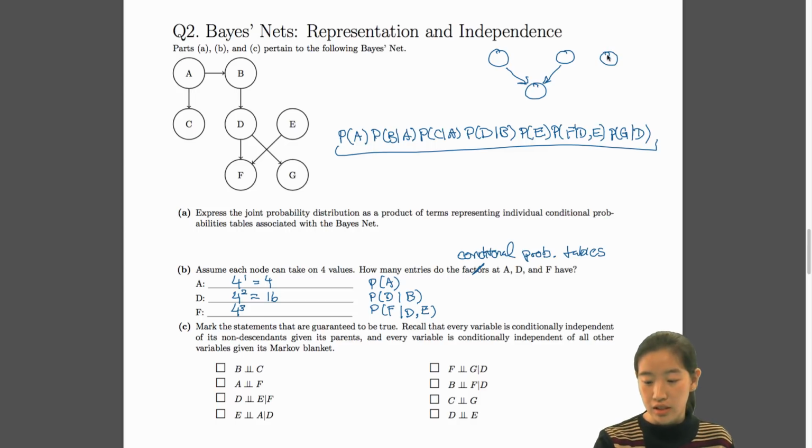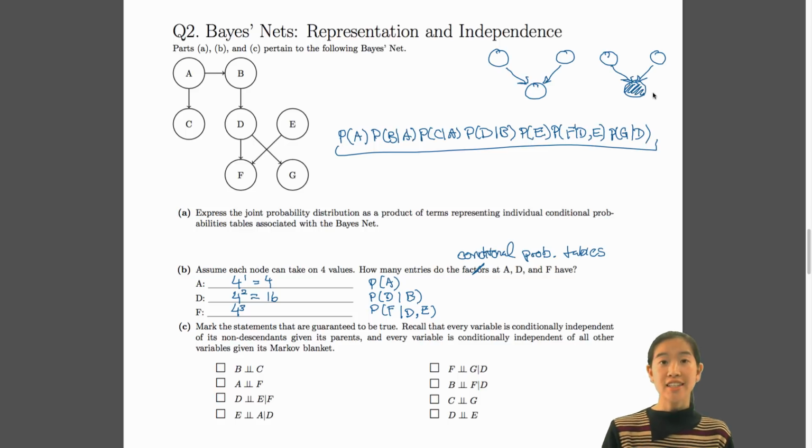However, if we have the situation where the child is observed, all of a sudden, if we know something about the child, knowing something about one parent is going to give us something about the other parent. So this means that all of a sudden, knowing the child makes the parents not conditionally independent from each other. So they are independent from each other in this situation, but they are not conditionally independent from each other given the child. Well, that's the first one.